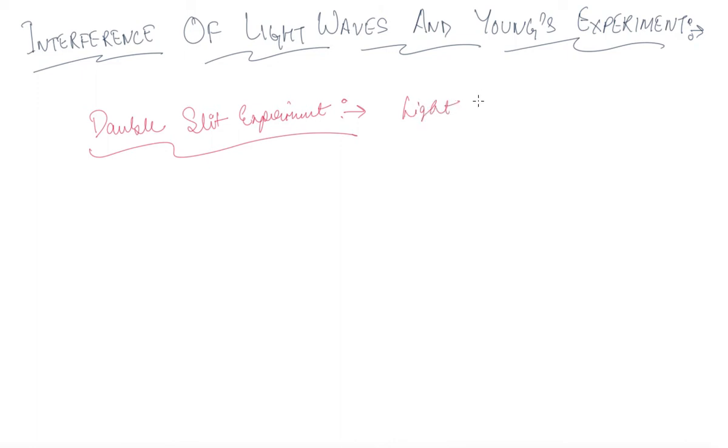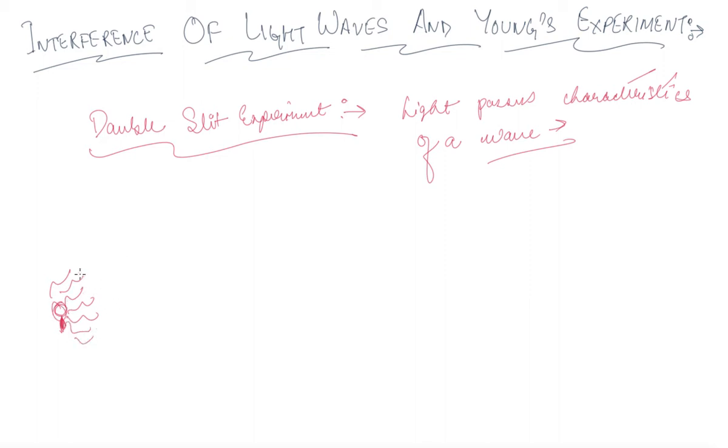Light possesses characteristics of a wave. So now let's see the setup of Young's double slit experiment. So what he did was he took a source, since this is a source, all the waves that it is emitting will always be in phase because this is coming from the same source.